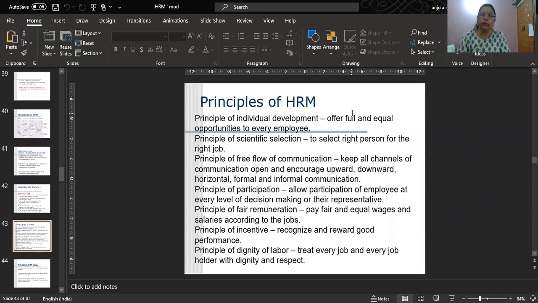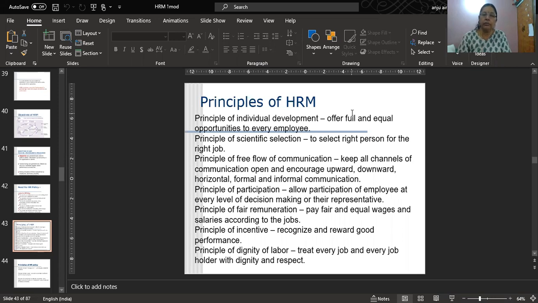Principle of free flow of communication means you communicate openly with the employees, keep all the channels of communication open, whether it is upward communication, downward communication, horizontal communication, formal communication, or informal communication. Downward communication is what usually the bosses will give as instruction to their lower level employees. So, from the top managerial levels, they will give instruction to the lower level employees. That is downward communication.